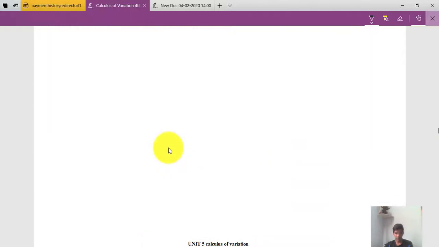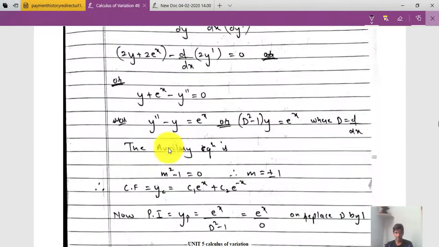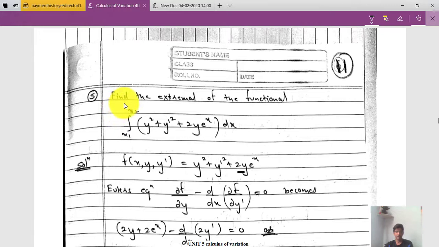So I have to give you homework also. Find the extremal of the functional integral of y square plus y1 prime square plus 2y e raised to x dx. Now this is your functional: y square plus y1 square plus 2y e raised to x.